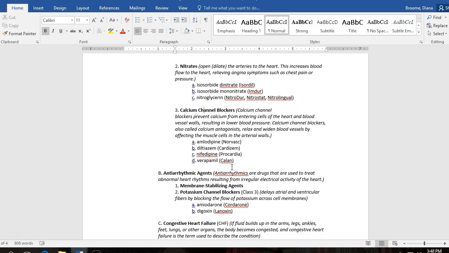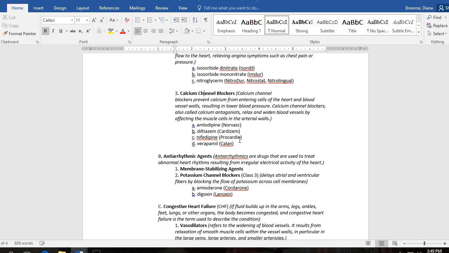For calcium channel blockers, what that means is that it's blocking or preventing calcium from entering into the cells of the heart and blood vessel walls. When you do that, you actually help reduce the blood pressure. Calcium channel blockers could also be called calcium antagonists. And what it's also doing is it relaxes and widens those blood vessels, so that way there's not as much stress on the muscle cells in that arterial wall. So from the drugs that I've given you, these are the 4 medications that I've asked for you to memorize.